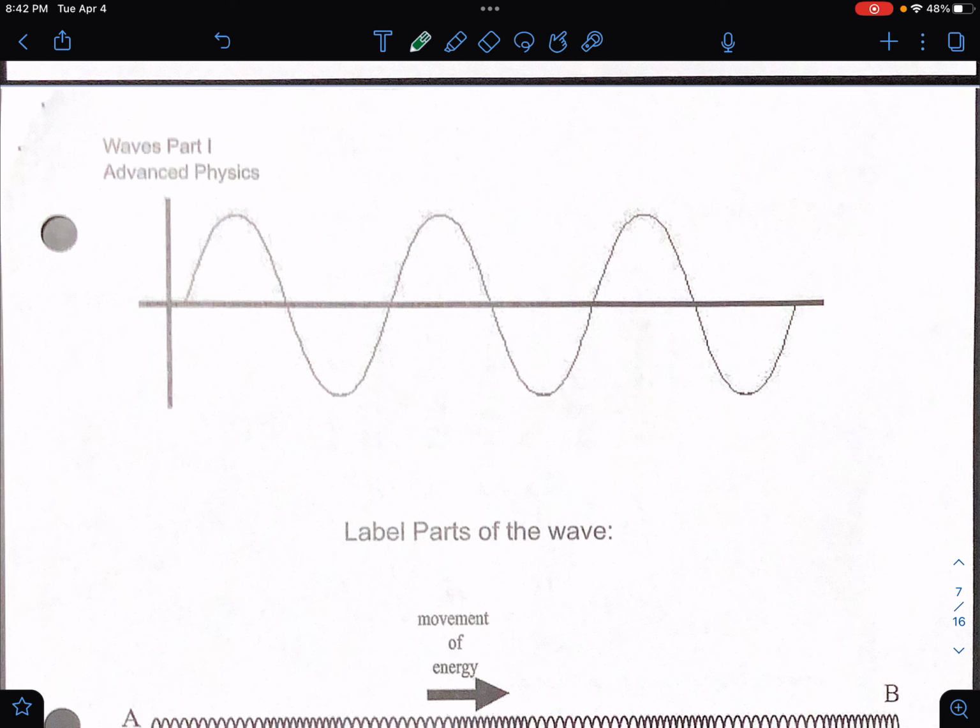Okay, so parts of a wave. Our first one is going to be at the top of a wave. That is called a crest. Okay, so this is in the positive direction. At the bottom of a wave, this is called a trough. This is in the negative direction.